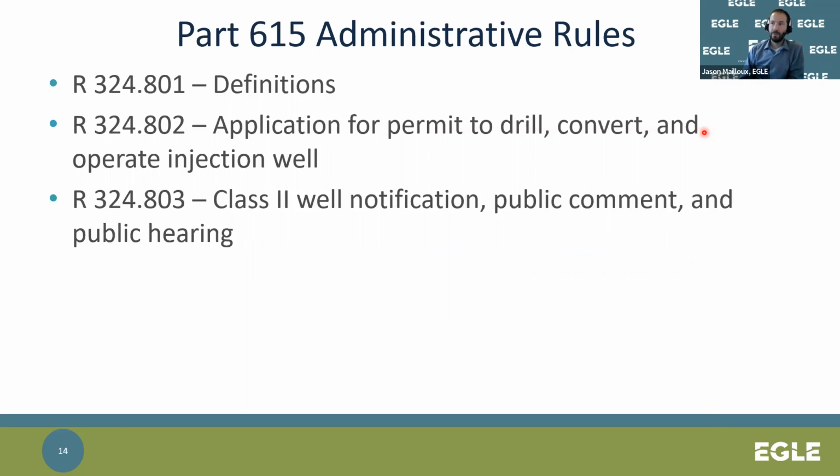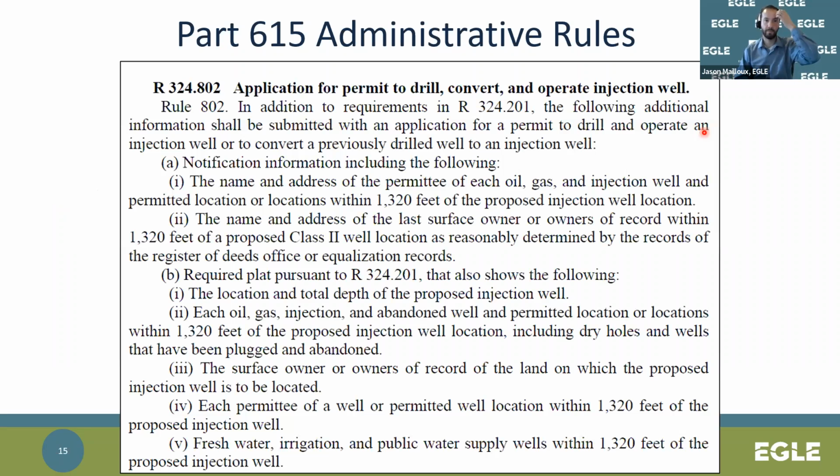So I will spare you 801. I will not read you definitions. I trust everyone can go out there and read definitions for themselves. 802, I have several slides on it, but I'm going to go over it very much in brief. 803 is Class II well notification, public comment, public hearing. Again, I tried to distill that one down to one rule screen cap and then a little bit of a decision tree, just to keep it high level. Again, I trust everyone can go in and read the rules, and we're happy to answer questions.